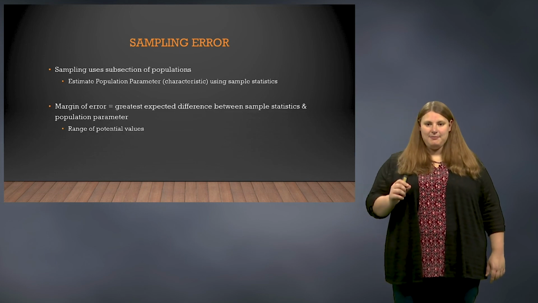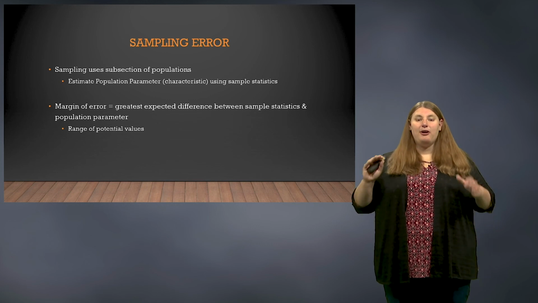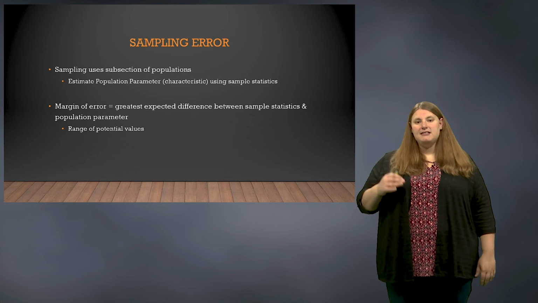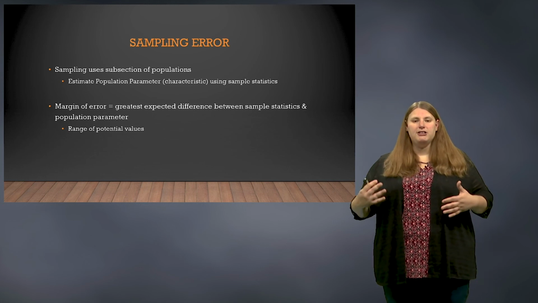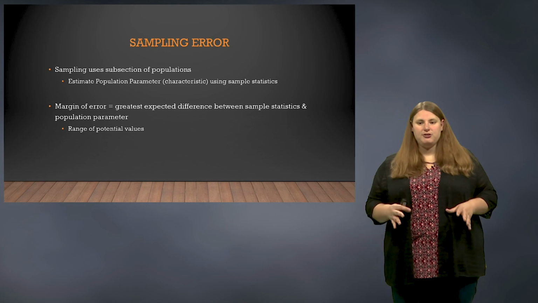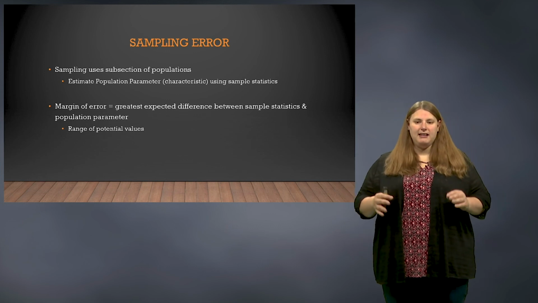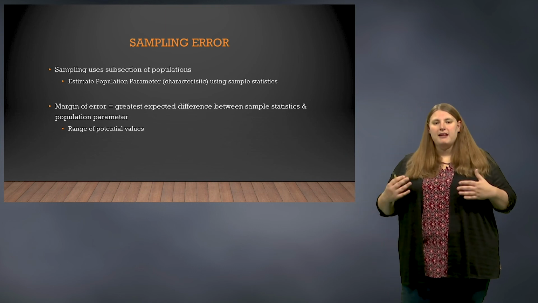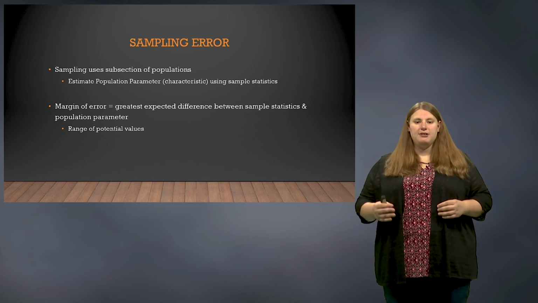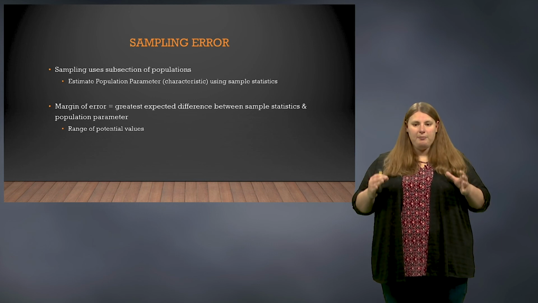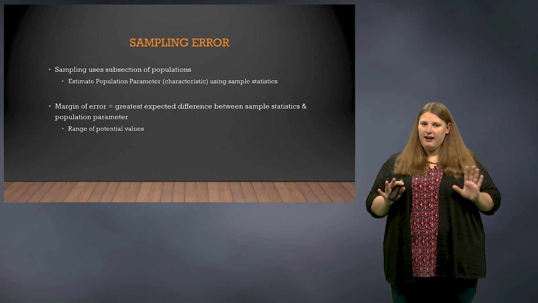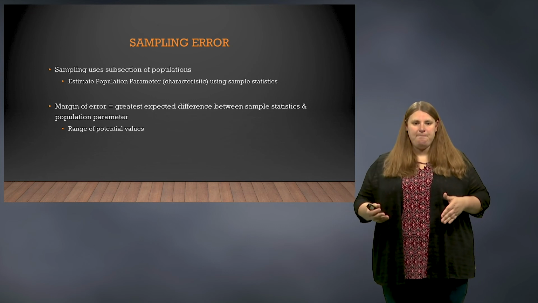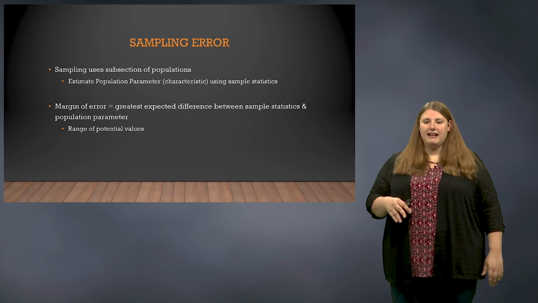The word estimate is important here because it denotes that we are never 100% certain in our calculations for the population. This uncertainty is known as our margin of error. The margin of error's official definition is the greatest expected difference between the sample statistic and the population parameter. What we can do is use the margin of error to establish a range of values that we believe pretty confidently, still not 100% certainly, but pretty confidently, that the population parameter actually exists in. And I'm going to do an example to clarify what this actually means.